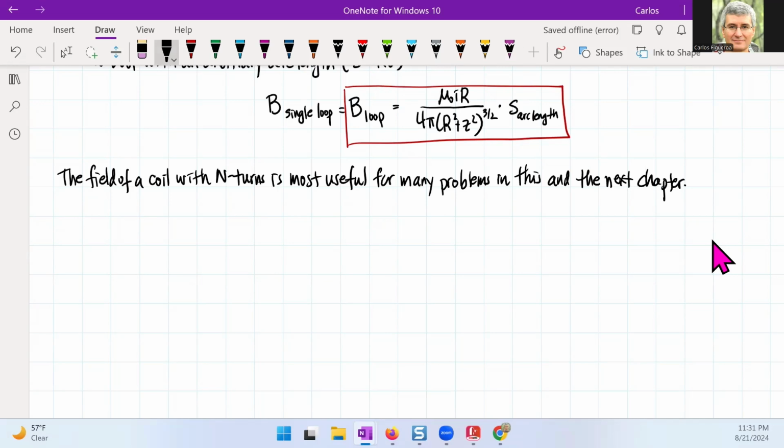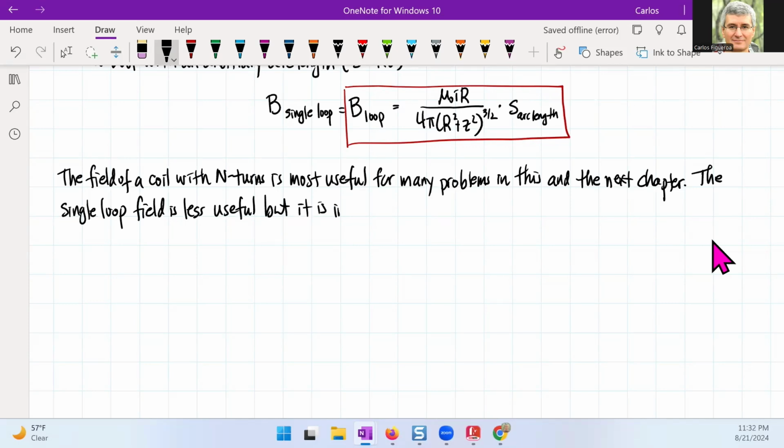Now, I should be careful here. It's not only the circular coil, there's also the solenoid. Both of those are what show up the most. The single loop field is less useful. What do I mean by less useful? It doesn't show up very much in real problems.